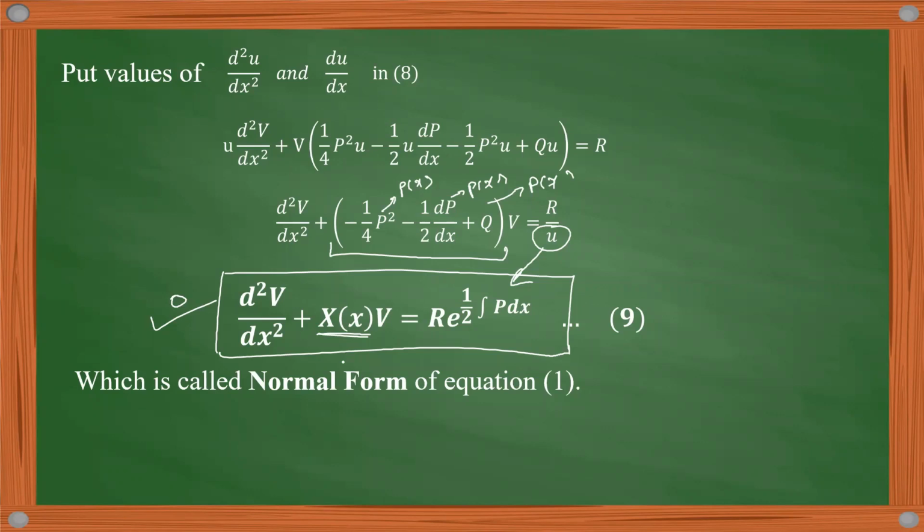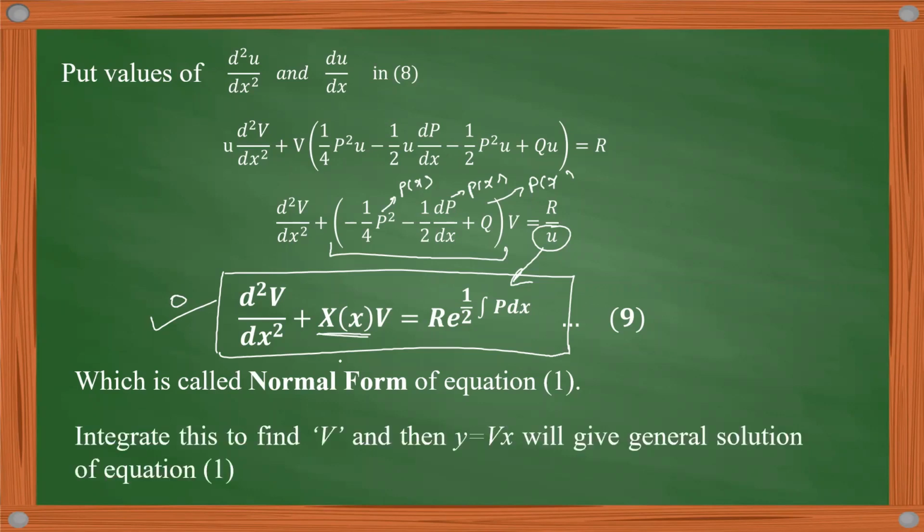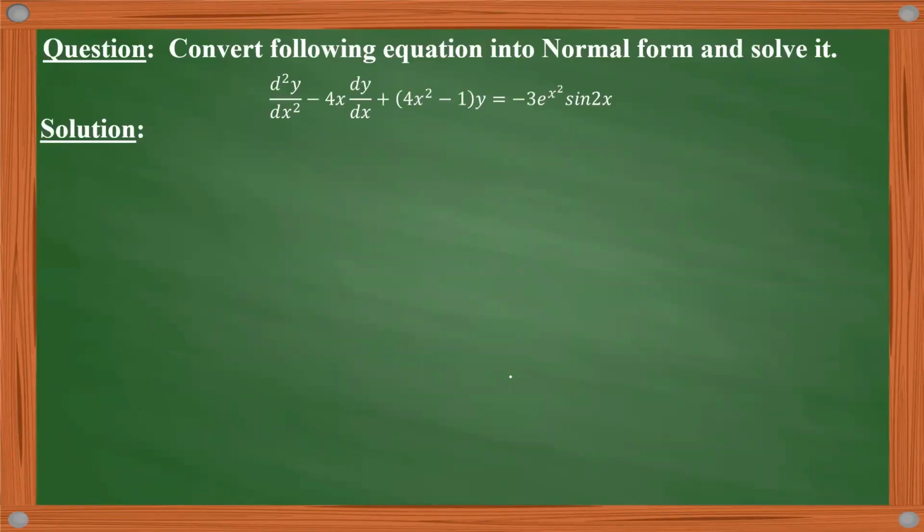So this method we need to use in our example. First we will convert our given equation into this normal form, and then by integrating this equation we will find v. Then our general solution will be y is equal to v into x, where the value of v we will get from this equation. So our final solution will be y is equal to vx. Fine, so this is known as the normal form method or the removal of first derivative method.